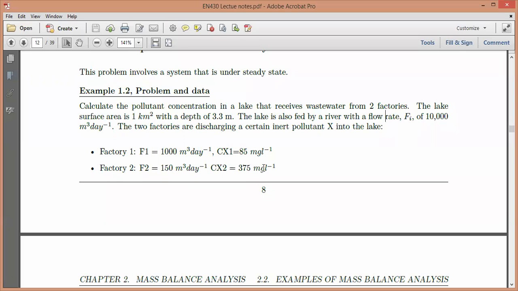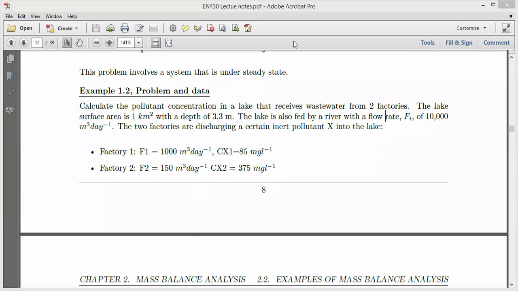That's the concentration. So what's the question asking us now? The question is asking us to calculate the pollutant concentration in a lake that receives wastewater from two factories. So you have a lake that is receiving wastewater from these two factories.